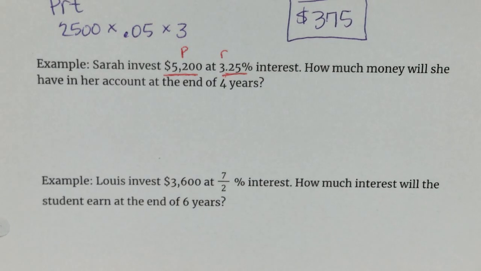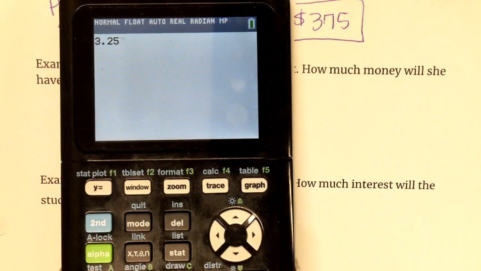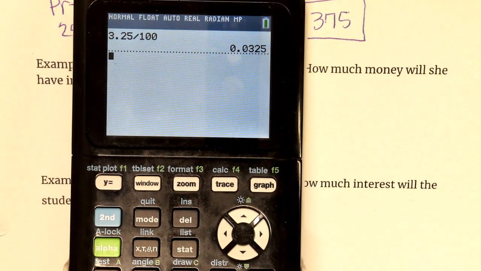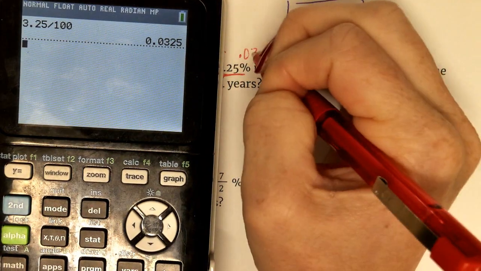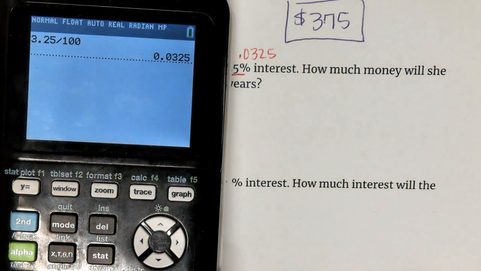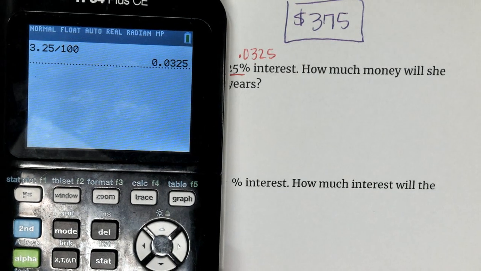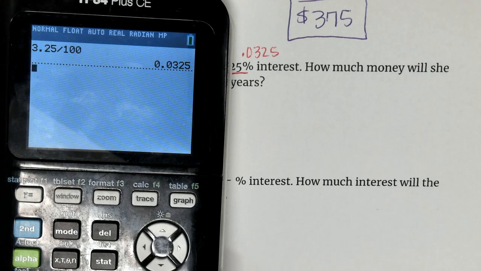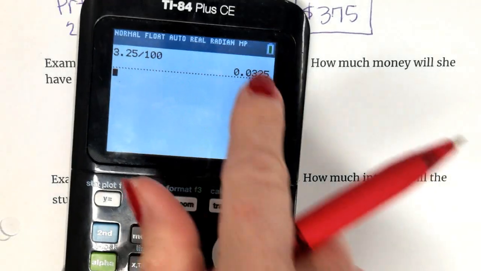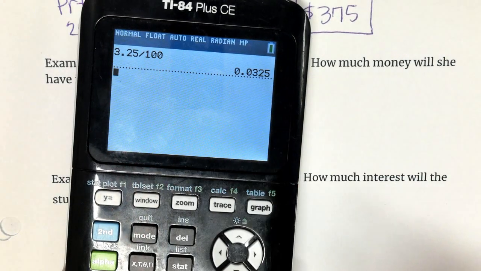Change it to a decimal by putting it over 100. So I have 3.25 divided by 100. So that's my R, 0.0325. Now, if your calculator did not do that, if it just gave you 0.03, then you're in rounding mode and you won't get the right answer on anything. So you've got to make sure, did everybody's calculator give them this number?